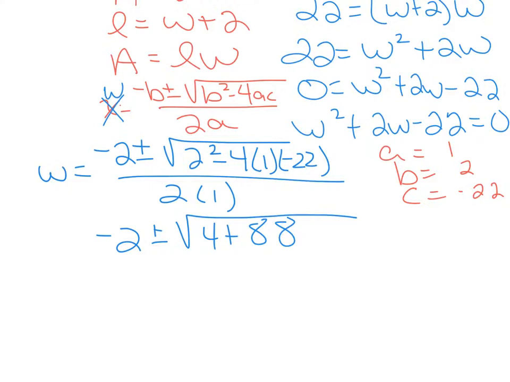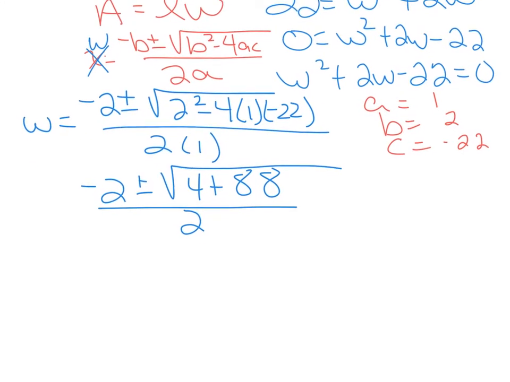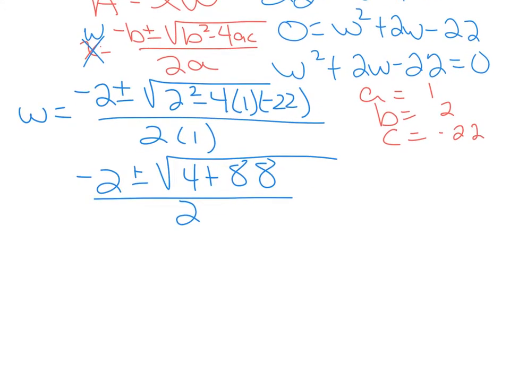So I don't need all of this, but that's not going to erase, so it's okay. Over 2 times 1, which is 2. Still simplifying. Just continue to simplify as much as you can. Negative 2 plus or minus the square root of 4 plus 88, over 2.